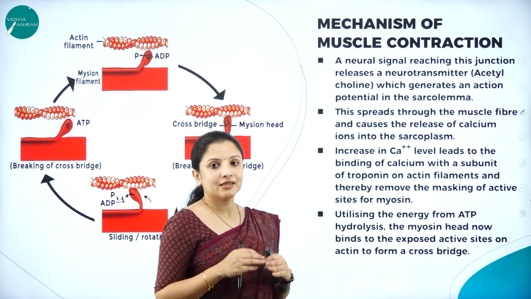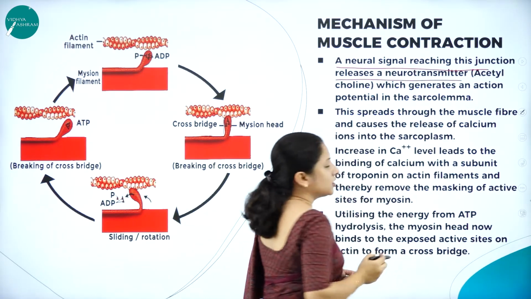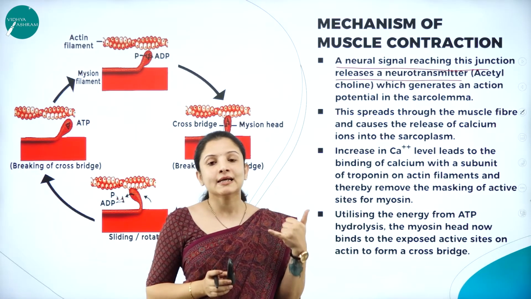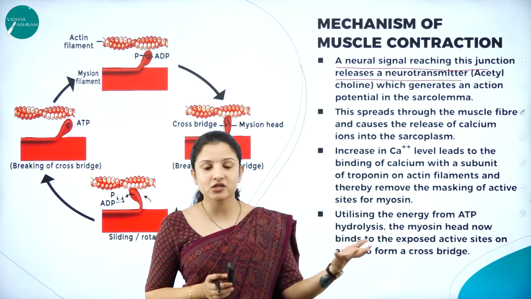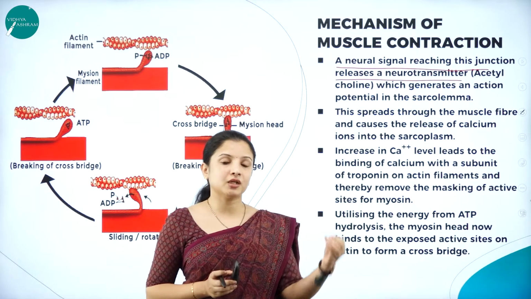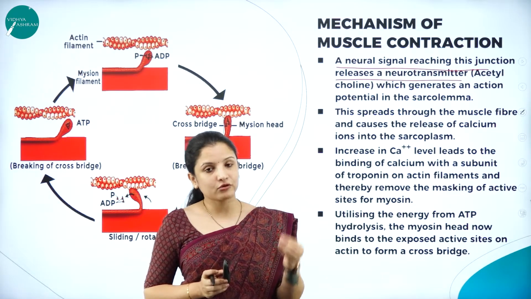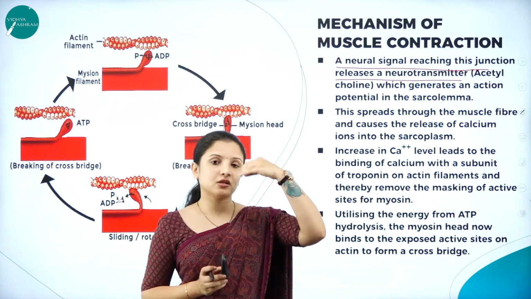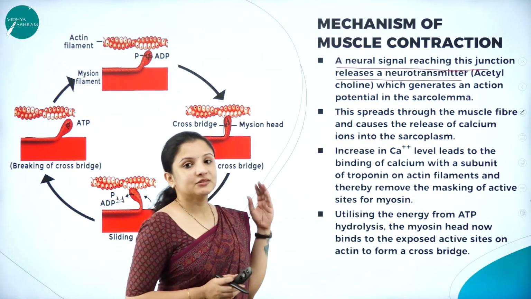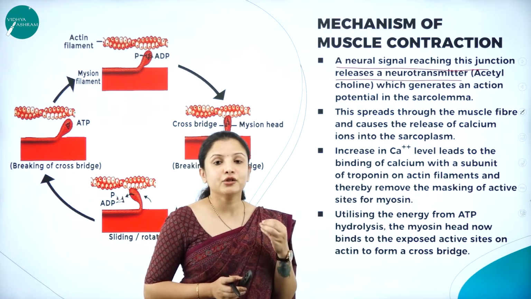So a neural signal that reaches this junction will release a neurotransmitter. Don't think that messages are passed in the form of radiations, like how we speak on mobile phones, that is through radiations the messages are passed, right? But here, how is the message passed from the sarcolemma of the muscle fiber to the motor neuron, from the motor neuron to the central nervous system, and from the central nervous system back via the motor neuron to the sarcolemma? It is by a chemical called acetylcholine. So acetylcholine is a neurotransmitter.